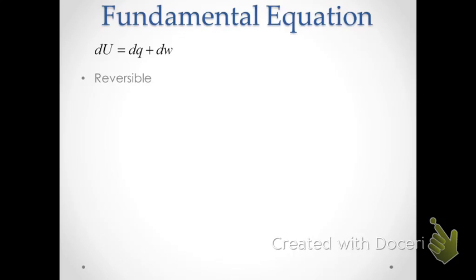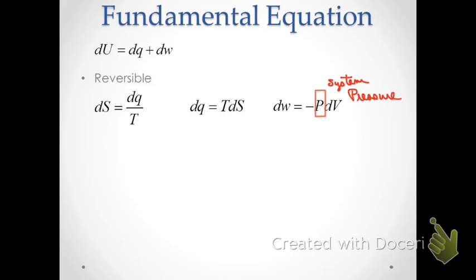And then we start thinking about a reversible situation. Now, we know from the definition of entropy that dS is equal to dq reversible over T. So just a simple rearrangement gives us an expression for dq. And we also have an expression for dw for the reversible process, where the pressure here is the system pressure, not the external pressure, because in the reversible process the system pressure is infinitesimally close to the external pressure.